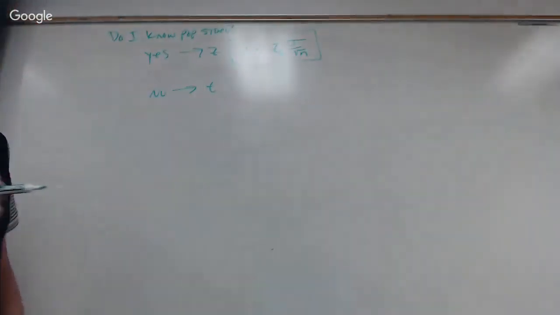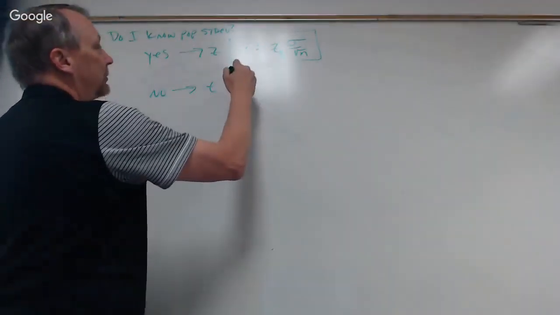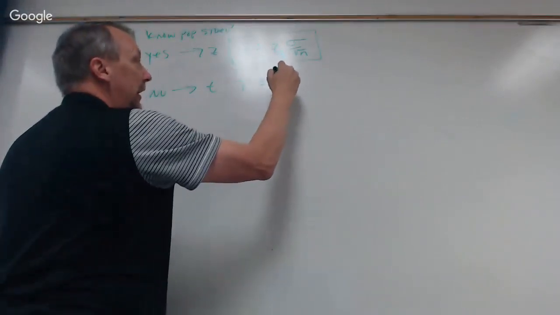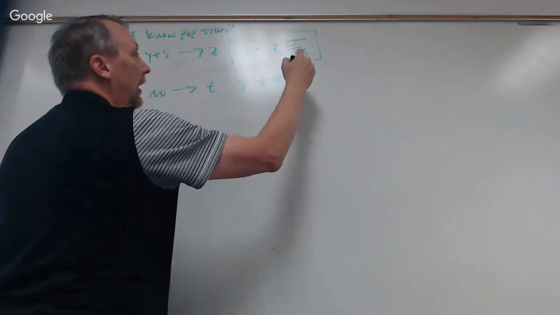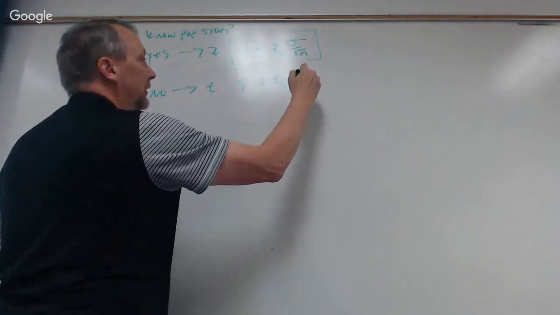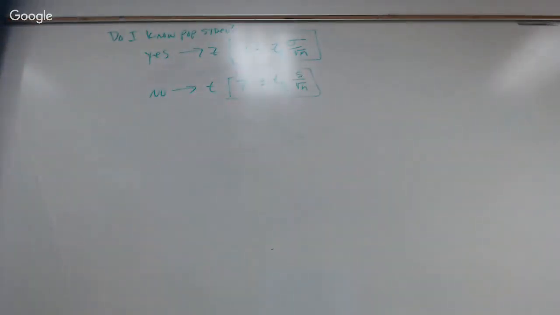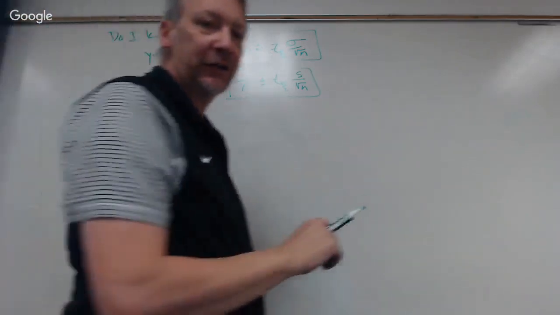And for the T formula, it's almost identical. There's only two differences. Okay? It's going to be X bar plus or minus T sub alpha over 2 times S over the square root of n. Okay? So the formulas are very similar.